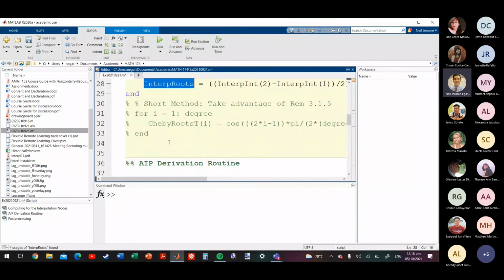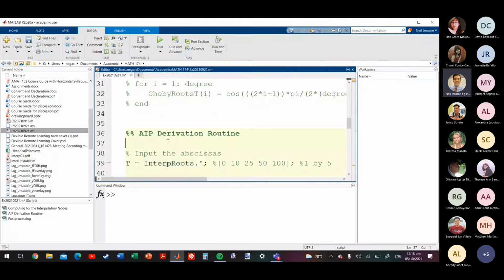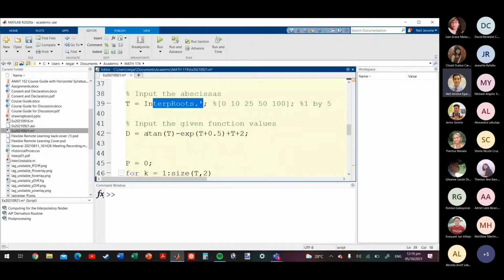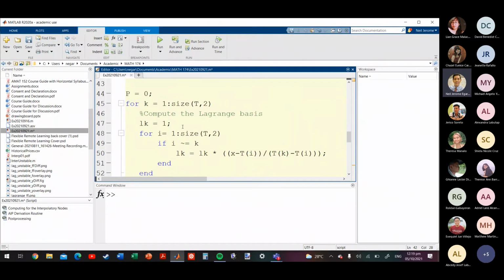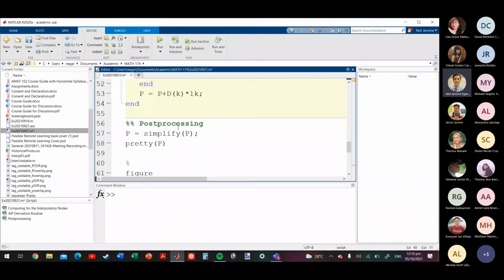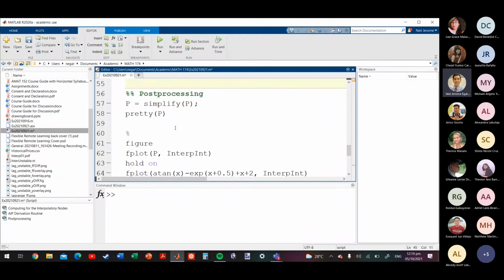Tapos, yun na. Ito na yung ginamit natin from Chebyshev and from 2 weeks back. So yung interp roots, kunin ko lang yung transpose niya para consistent dun sa ginamit nating code sa baba. This is still the same function that we tried to evaluate to interpolate last time, so hindi ko na siya binago. And then here's the usual Lagrange form. Tapos post-processing stuff. So we simplify P. We want to look at the pretty version of P.